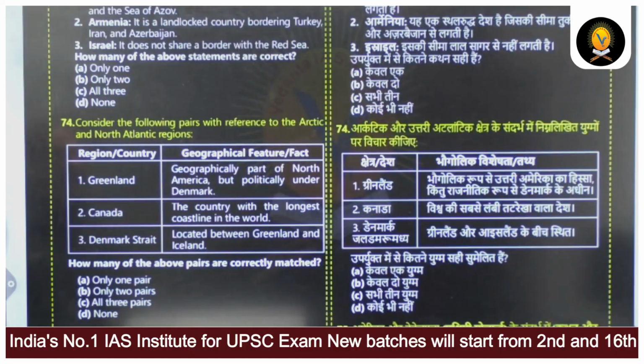Consider the following pairs with reference to the Arctic and North Atlantic region. Greenland, geographically part of North America but politically under Denmark, yes. Canada, the country with the longest coastline in the world, correct. Denmark, the state located between Greenland and Iceland? No. So, 74, only 2 pairs are correct. Denmark state located between Greenland and Iceland is not correct.